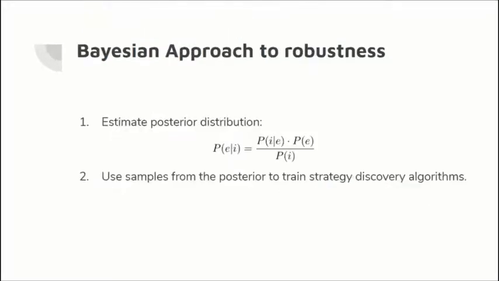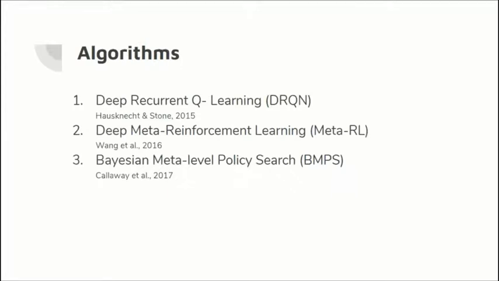Bayesian approach to robustness. First, we find out the posterior distribution over the possible true environments given the biased environment and the likelihood model of the common cognitive biases. Then we train algorithms on samples from the posterior. Three algorithms were considered: deep recurrent Q learning, deep meta-reinforcement learning, and Bayesian meta-level policy search.